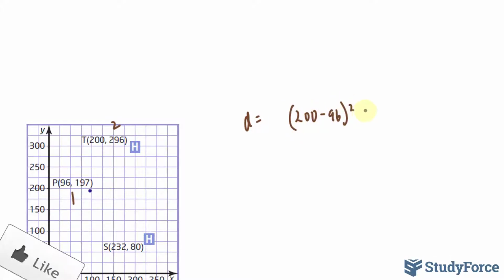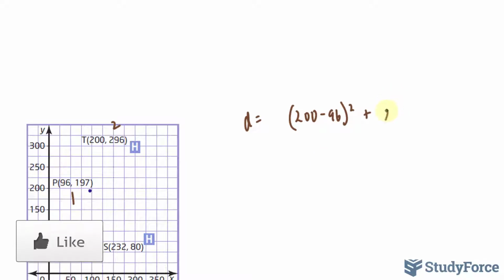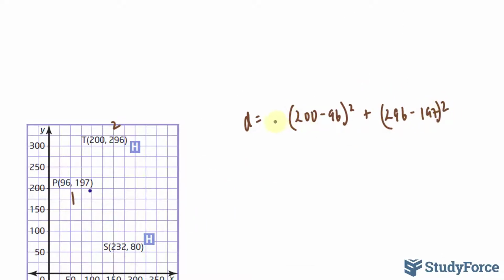We'll call this 1 and 2. Therefore, our formula will be distance is equal to the square root of (x2 minus x1) squared plus (y2 minus y1) squared. We have 200 minus 96 being squared, plus y2 minus y1, 296 minus 197, and all of this is being square rooted. Before I find the answer to this, I also want to set up the next one.